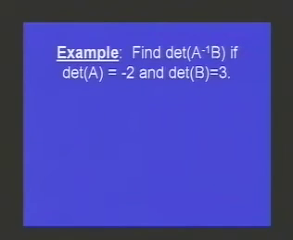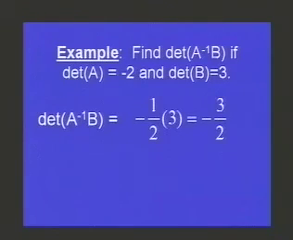Okay, let's take a look at an example here. Find the determinant of A inverse B if the determinant of A is given to be -2 and the determinant of B is given to be 3. I want the determinant of A inverse B. Okay, now according to the first theorem about determinants, that would be the determinant of A inverse times the determinant of B. And then according to the previous theorem, the determinant of A inverse would be -1/2, because it's the reciprocal of -2, then times 3, which is equal to -3/2.